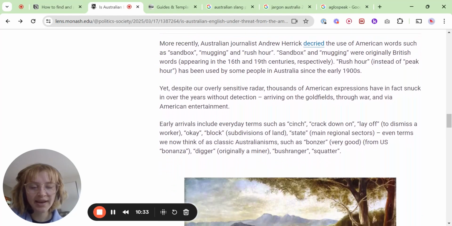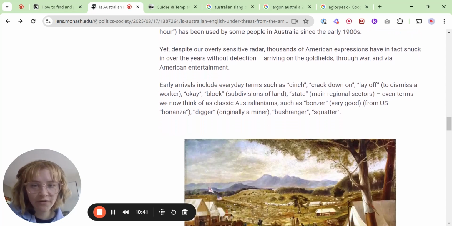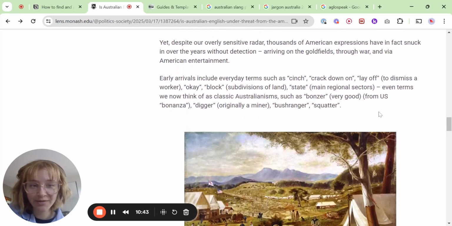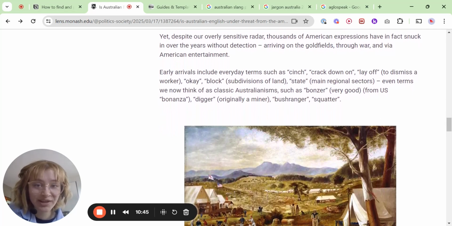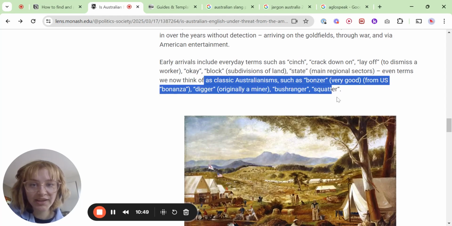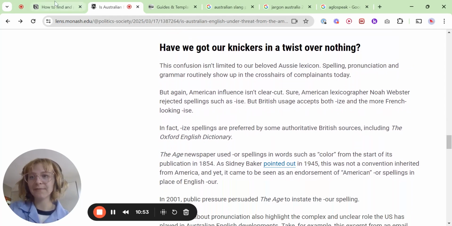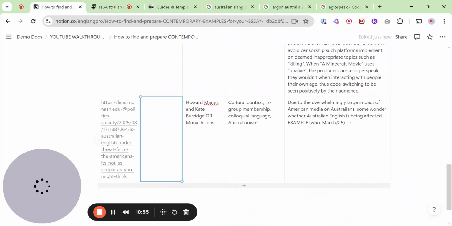And then thousands of American expressions have in fact snuck in over the years without detection. So cinch, layoff, okay, block, state, apparently all of these are US terms. So even classic Australianisms are US terms. So what might we talk about with this?